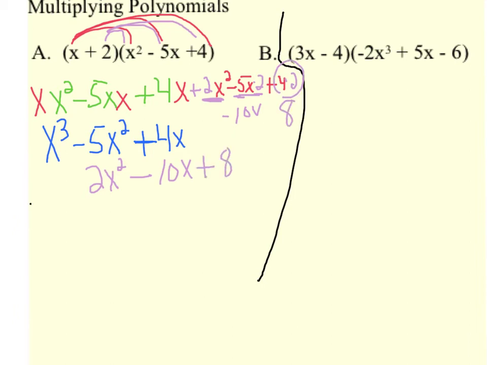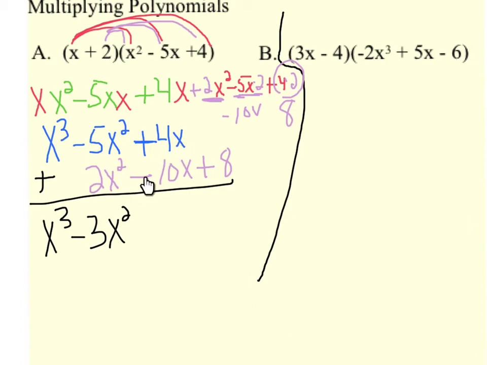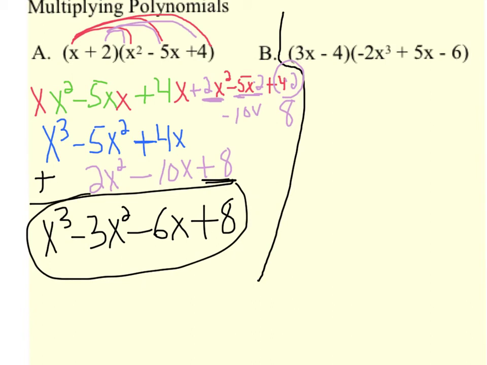What I ended up doing, by writing them underneath each other, I can combine my like terms. So watch how this works. X to the third plus nothing is x to the third. Negative 5x squared plus positive 2x squared is negative 3x squared. And 4x plus negative 10x is negative 6x. And then the plus 8 will just come right here. Now, these are all different powers, so I'm done. I cannot combine any more like terms.